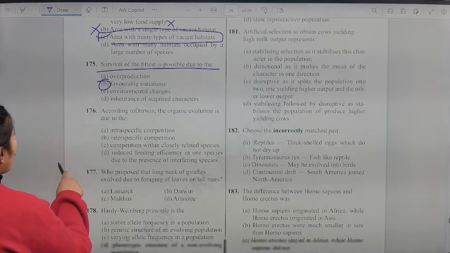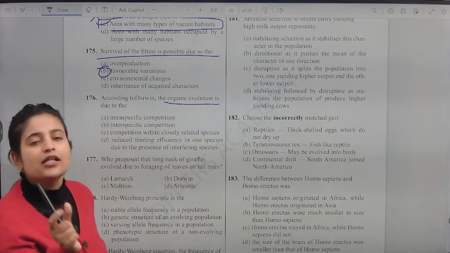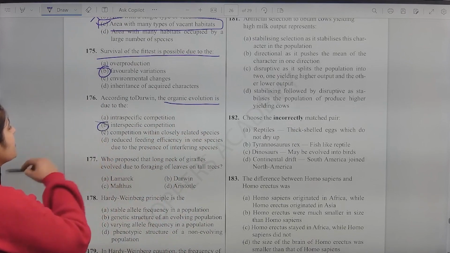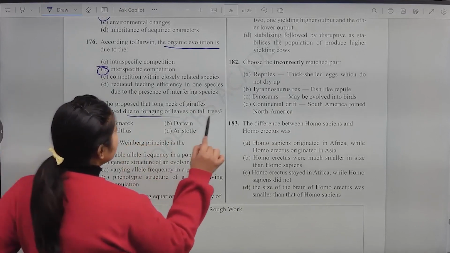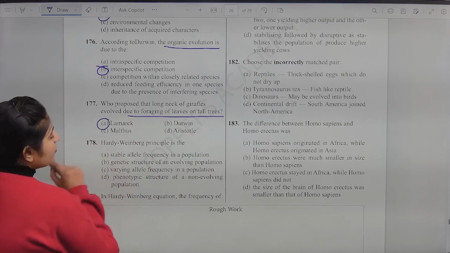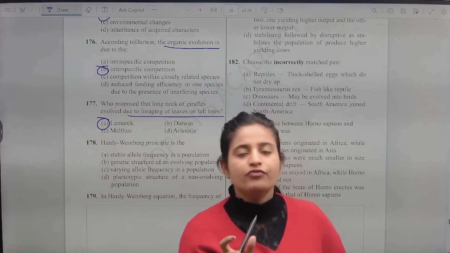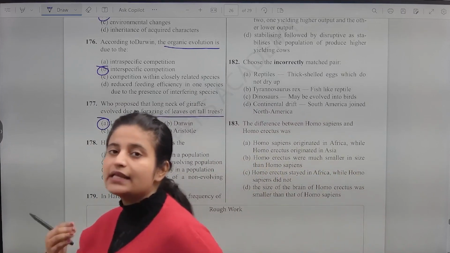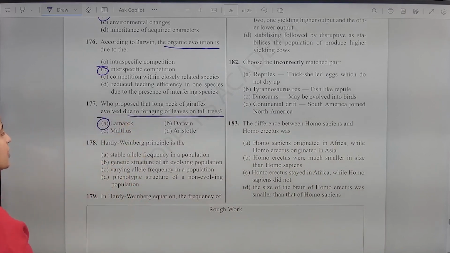According to Darwin, the organic evolution is due to competition between, in the interspecific, means in between the species. So this one is the interspecific competition. Who proposed that the long neck of giraffe evolved due to the foraging of leaves on the tall trees? Lamarck, the Lamarck theory. Lamarck gives the theory of use and disuse of organs. In this theory, he was explaining his theory with the help of the long neck of the giraffe.